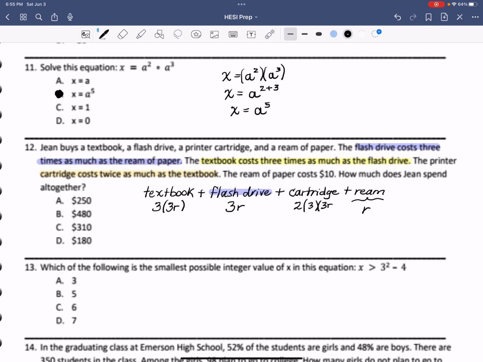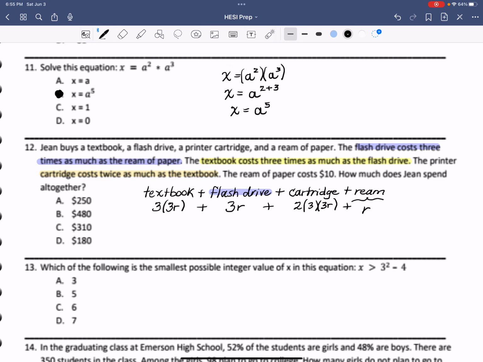So you see how these just build. All of it is building on that one ream of paper, though. We want all of our letters in this expression to be the same. You don't want to have T's and F's and C's and R's. They all need to be in terms of the same letter. So we're going to add all of this up.